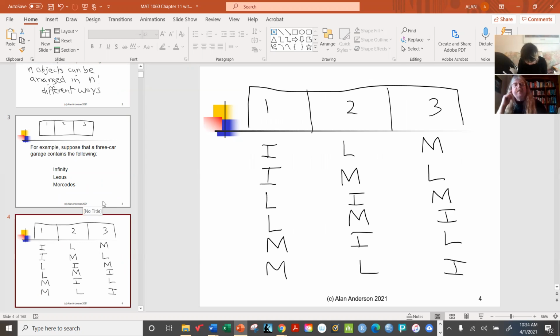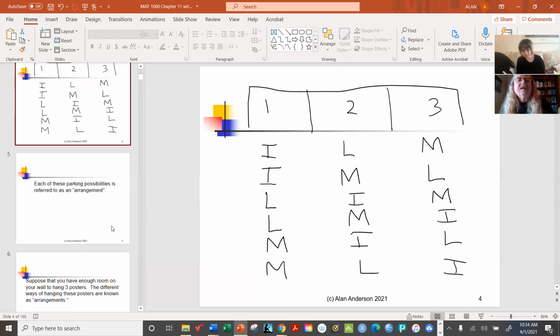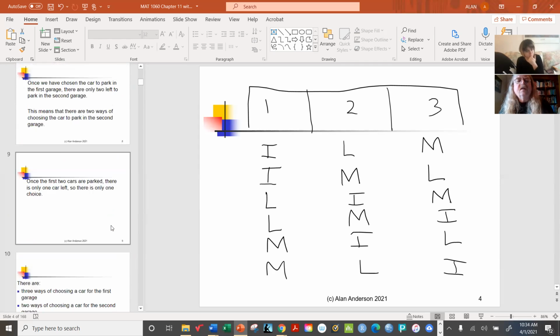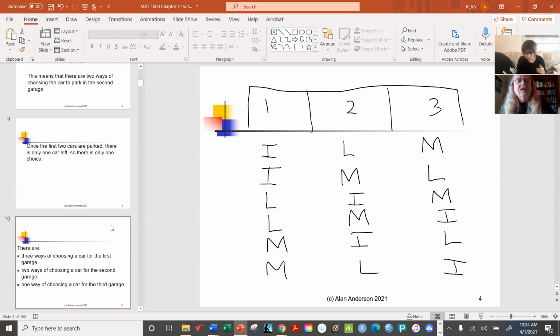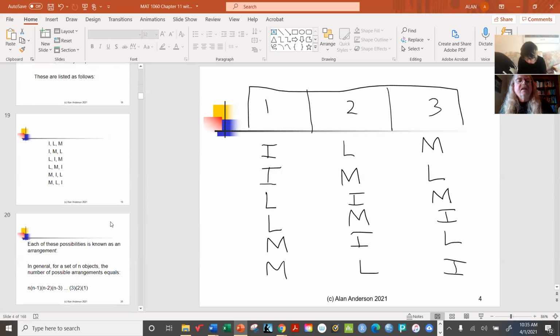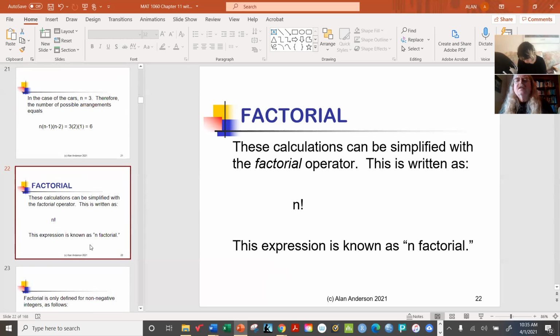We also wondered if there was a formula we could use to do this directly without having to count them all, because this could take a very long time. If we had, say, 8 garages, it would take very long to figure out unless we have a formula. As it turns out, we do. It's actually not a formula; it's a function, or an operator, and it is known as factorial. Let me jump ahead and find it. Here it is, n factorial.